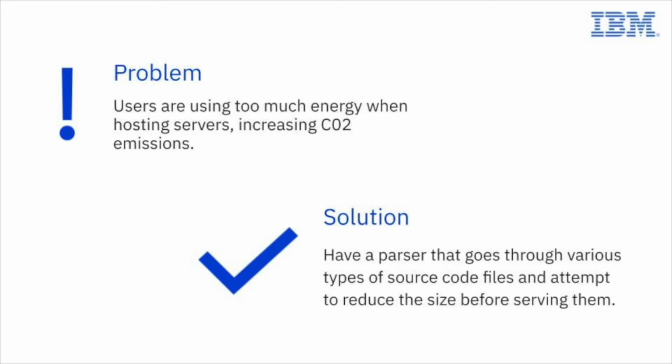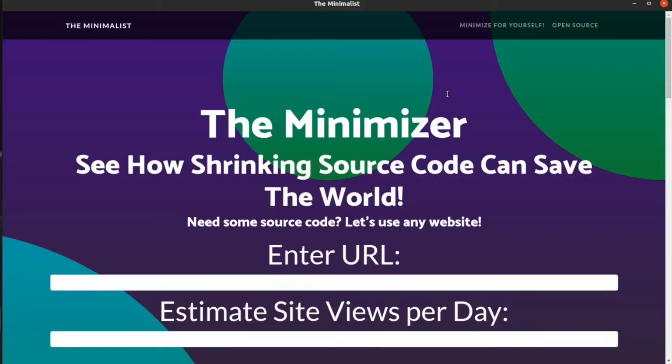Our solution is just to have a parser that goes through the IBM Cloud Network through various types of source code files and attempt to reduce the size before serving them. You're probably wondering, what can minimization actually save in terms of energy and CO2 emissions? Well, let's see what it does on something like yahoo.com.